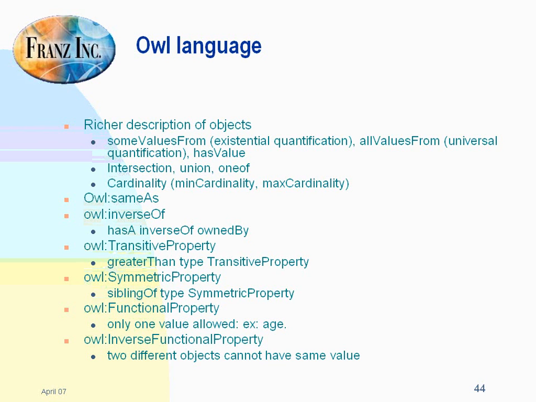We do same as, inverse of, and transitive property. That's what most people work with. Then people ask me for symmetric property, functional property, and inverse functional property. If you go to really complex class descriptions, then you have to use the description logic. How can you integrate the description logic reasoner with what you're doing?